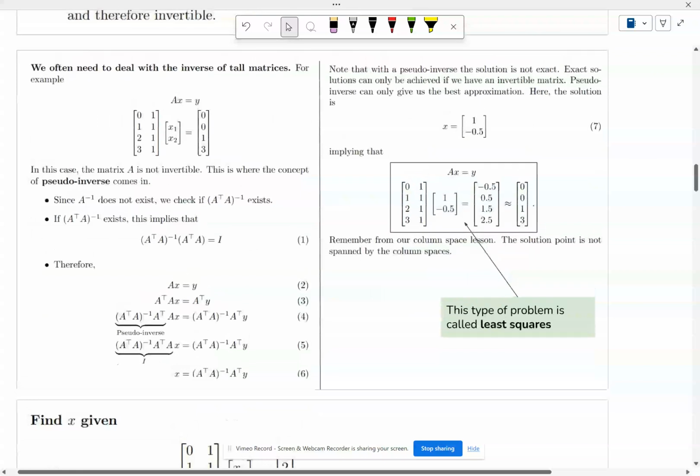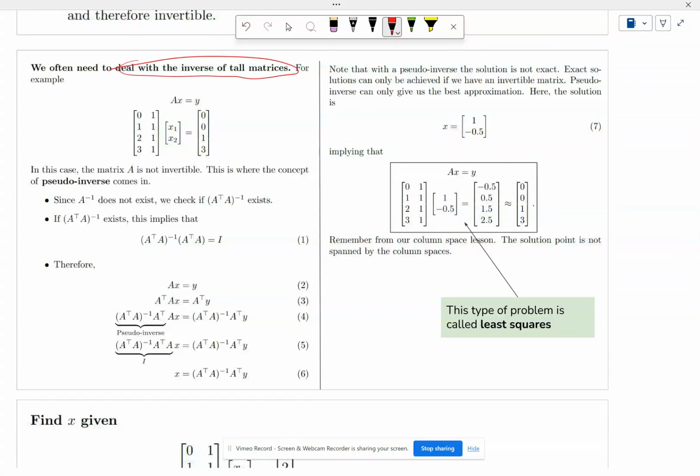This idea is actually very useful because we need to deal with the inverse of tall matrices. Often in actual engineering, we need to solve a linear system that looks like this. In this case, A is not invertible. In fact, if we let these be V1 and V2, the two columns, and this is Y, chances are Y is not in the span of V1 and V2.